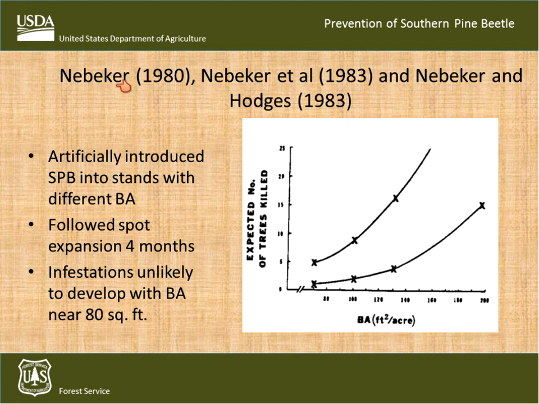1970s or early 80s, Evan Nebeker and John Hodges did a lot of work on this issue where they were artificially introducing southern pine beetle into stands with different basal area or different densities. They'd follow the spot expansion for 4 months, and their basic findings were that at about 80 square feet of basal area per acre, you were very unlikely to have spot expansion in those stands. As your density increases, the likelihood of spot expansion greatly increased as well.